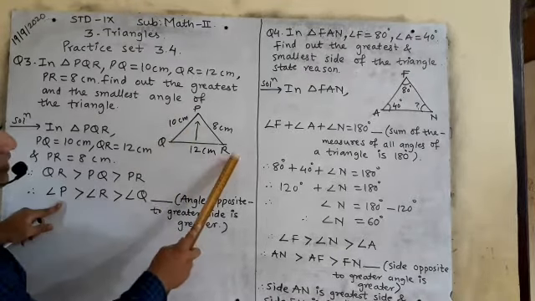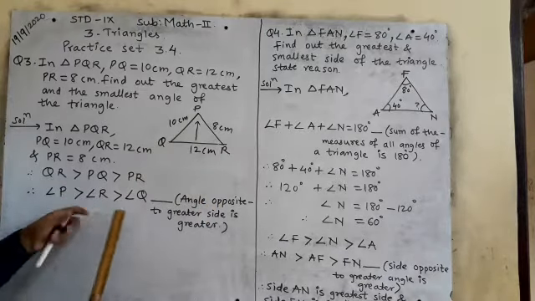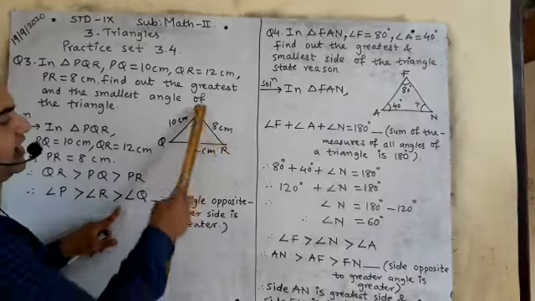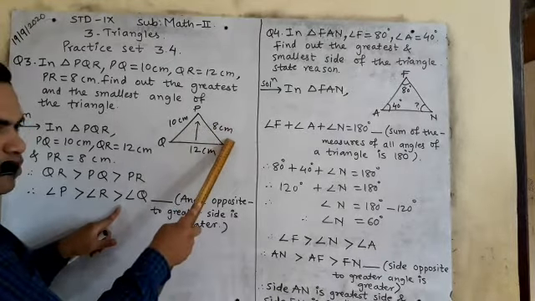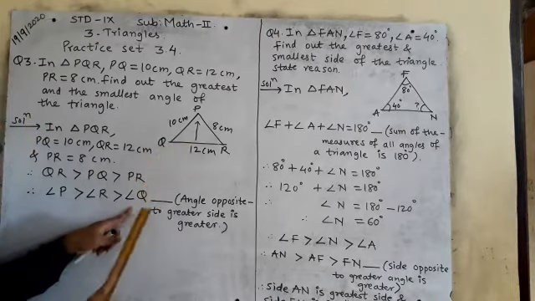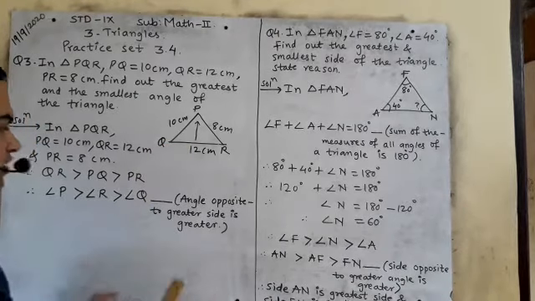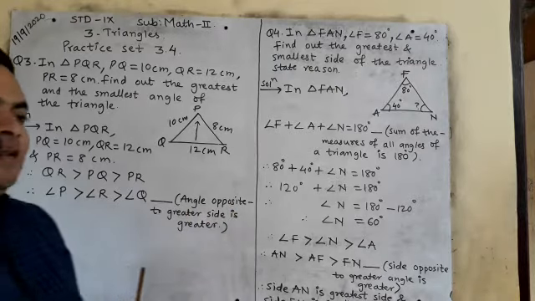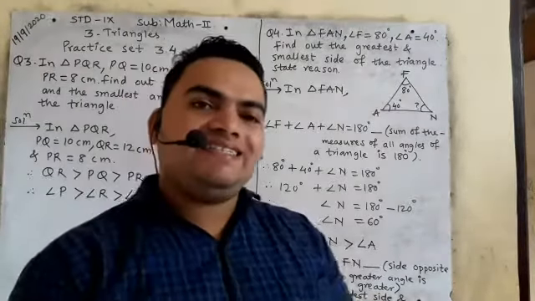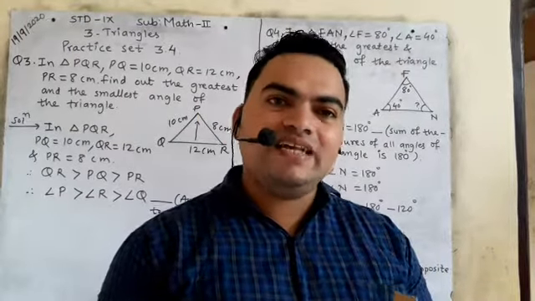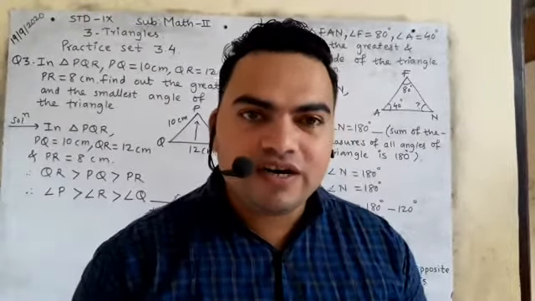The angle opposite PQ is R. So angle R will be the middle angle. After that, the smallest side is PR. The angle opposite the smallest side is Q. So angle Q will be the smallest angle. I hope you understood here. The angle opposite to the greater side is greater. The angle opposite the greatest side is always greatest, and the angle opposite to the smallest side is always smallest. I hope you understood.